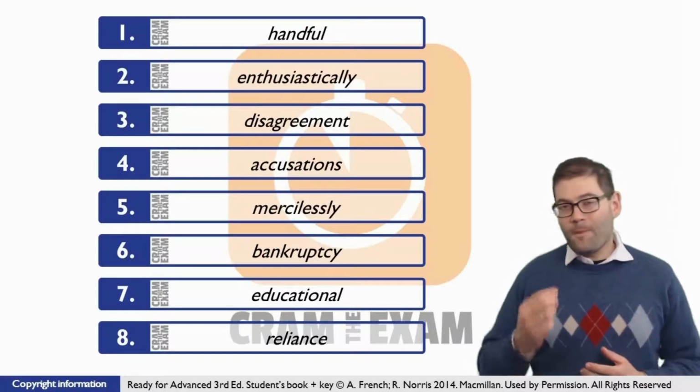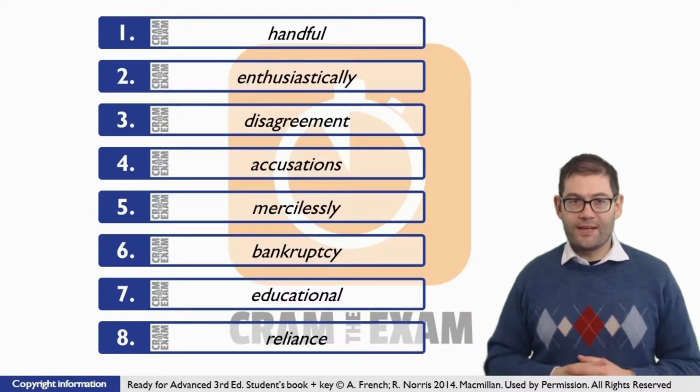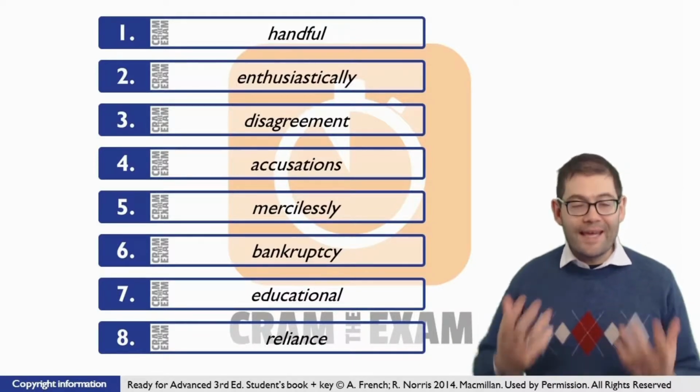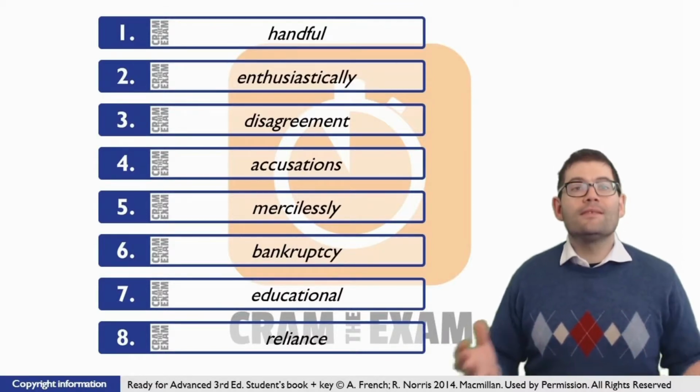For question number 8, why do we need a noun here? Well, it's because of the possessive pronoun beforehand. All possessive pronouns need a noun of some kind. This is no exception. Therefore, the noun that we need is relevance.